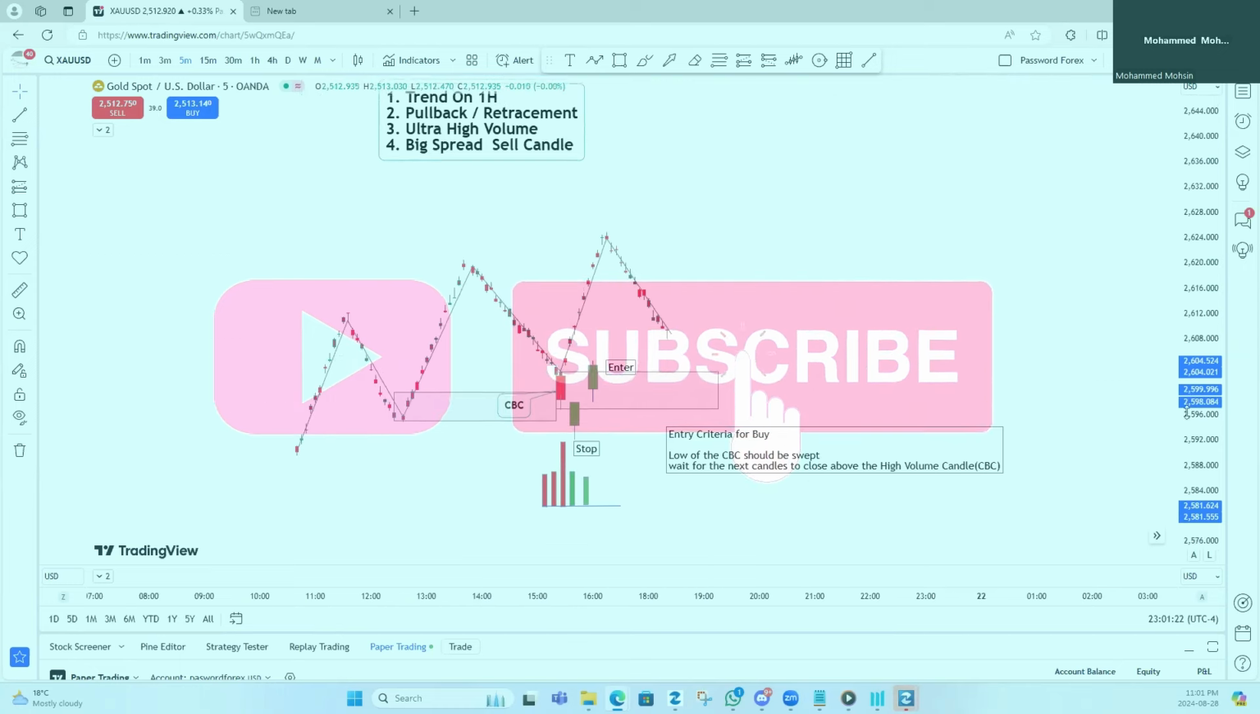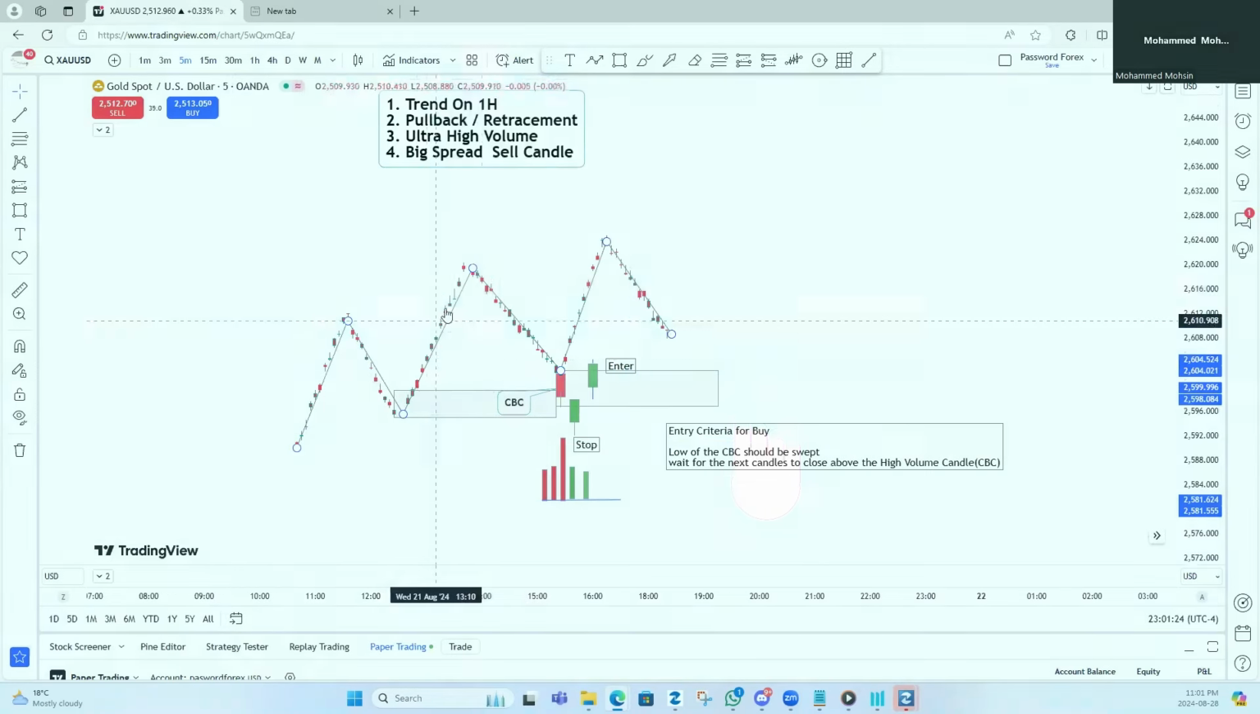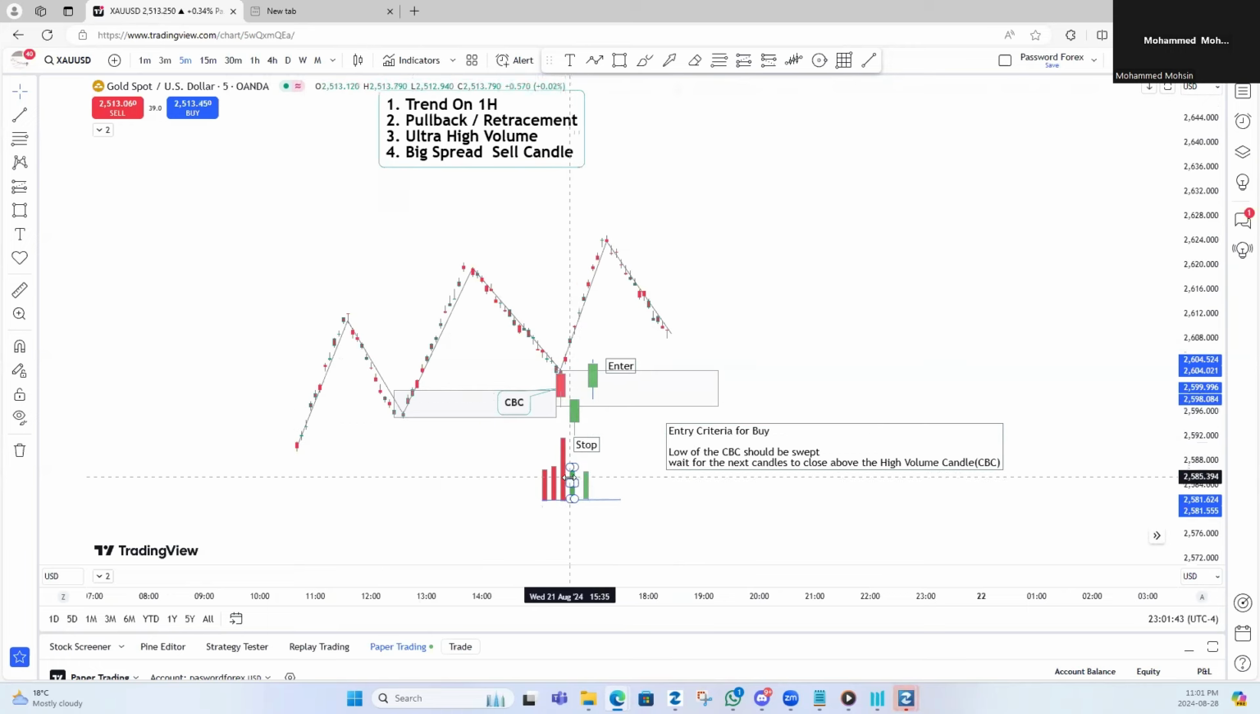So basically, the 1 hour has to be in an uptrend, making higher high, higher low, higher high, higher low, higher high, higher low. The market pulls back to my area of interest, showing a climactic buy candle, which is a big spread candle with ultra high volume. It has to be a sell candle as well. And it has to pull back to my area.